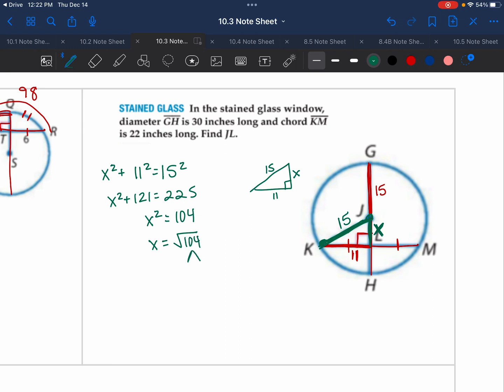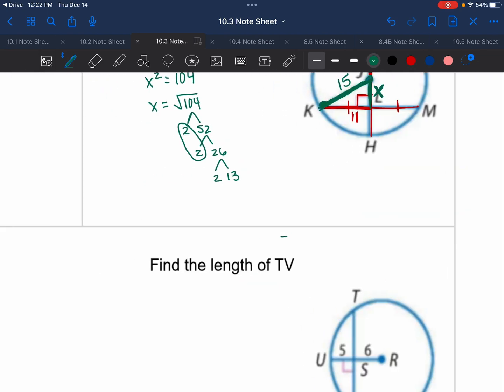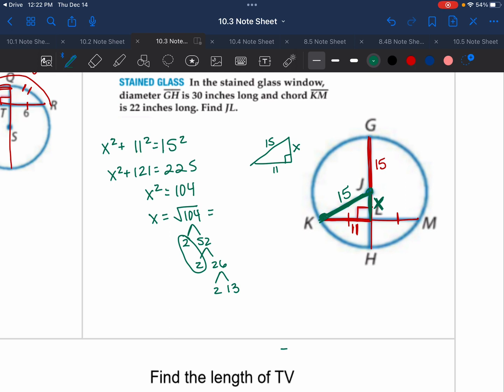If I reduce this radical, 104 is 2 times 52, and 52 can divide by 2, we get 26. 26 is 2 and 13. I have a pair of 2s, so I can pull out a 2. And in the square root, I'm left with the 2 and the 13. 2 times 13 is 26. And then if you're asked to round to the nearest hundredth, put this in your calculator and you get 10.20.